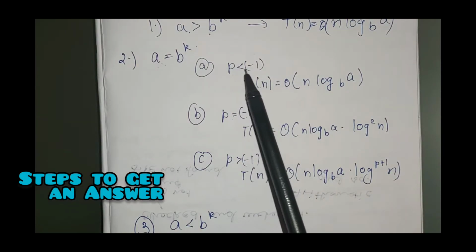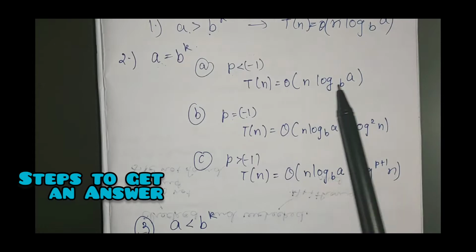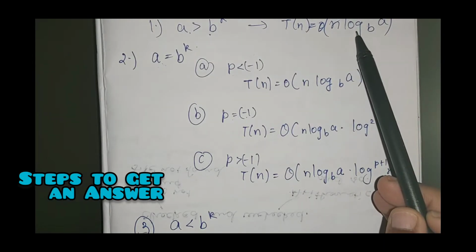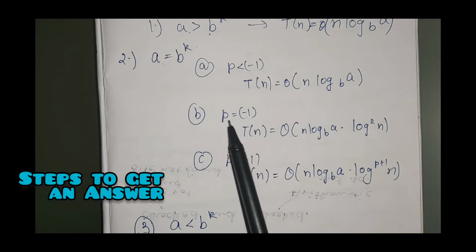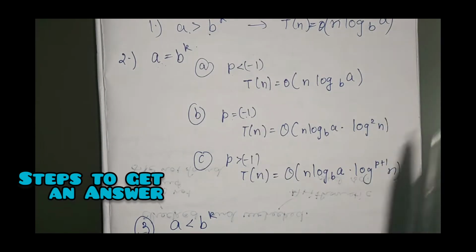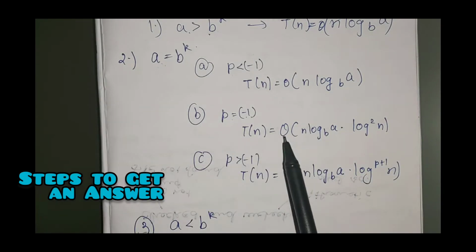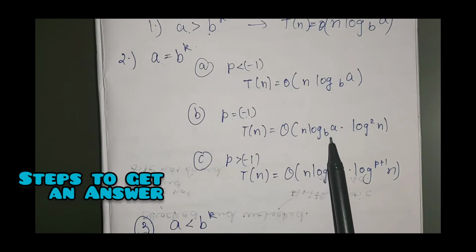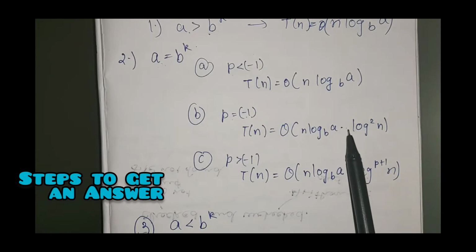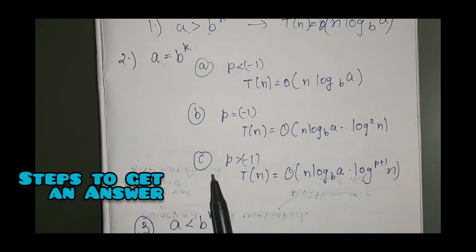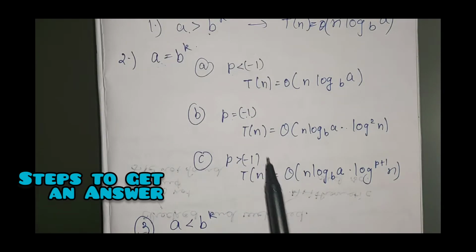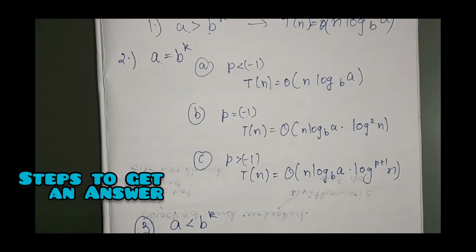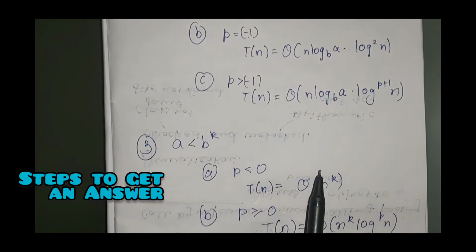If p is less than -1, the time complexity will be n^(log base b of a), the same as the first one. The second is, if the value of p is -1, where p is a part of the function, then our time complexity becomes n^(log base b of a) multiplied by log log n. The third condition is if p is greater than -1, then our time complexity becomes n^(log base b of a) multiplied by log^(p+1) n. So these are the three parameters and we have to check them.